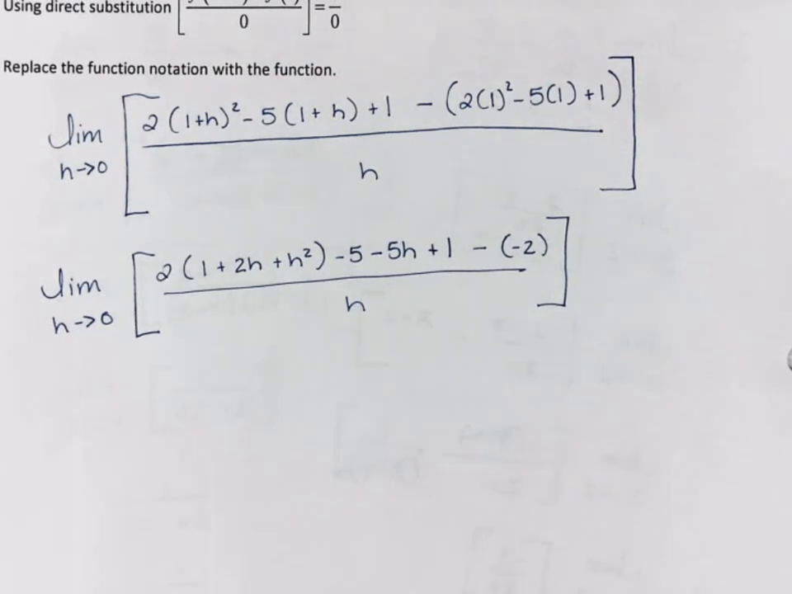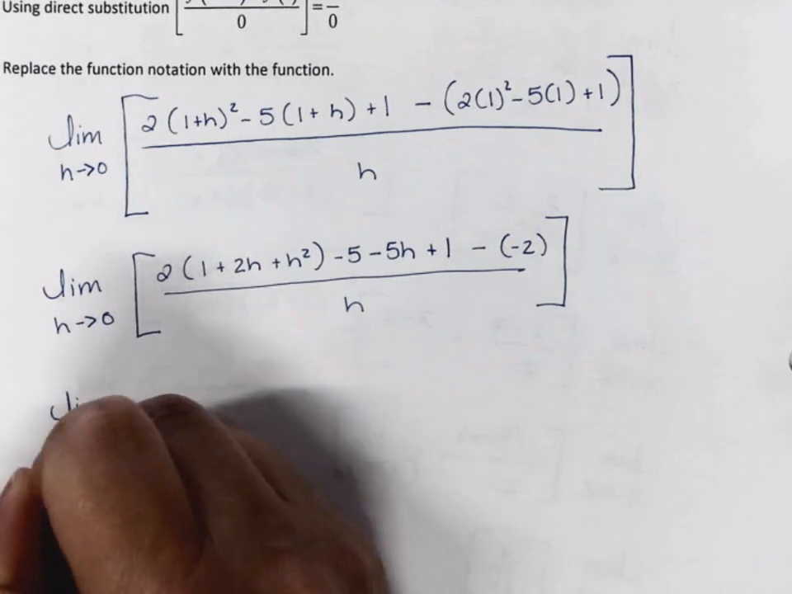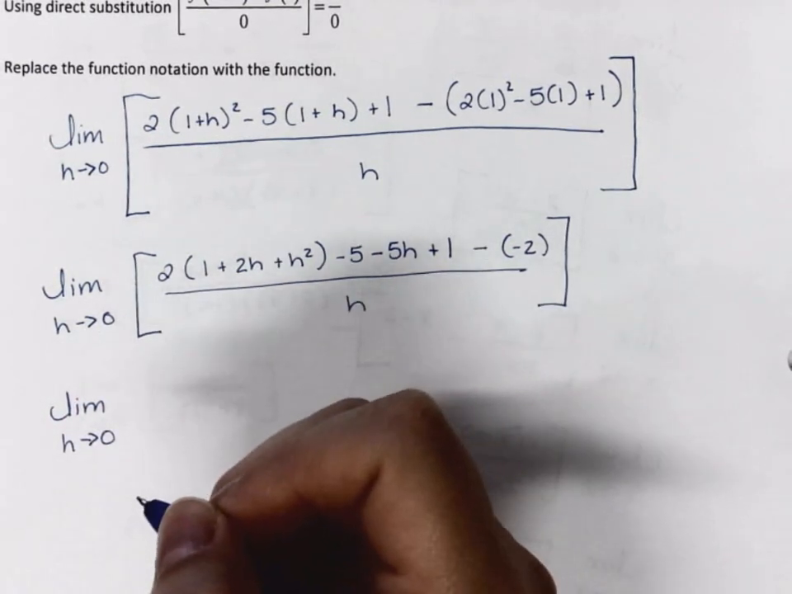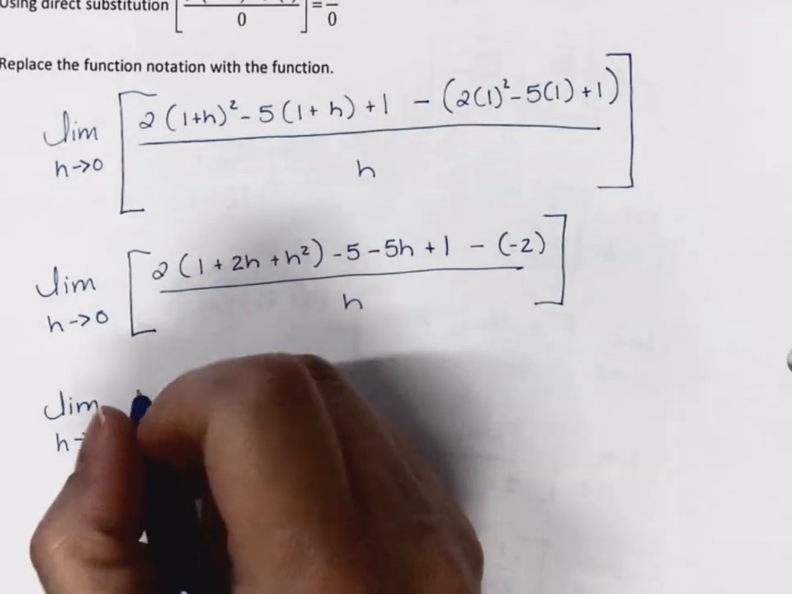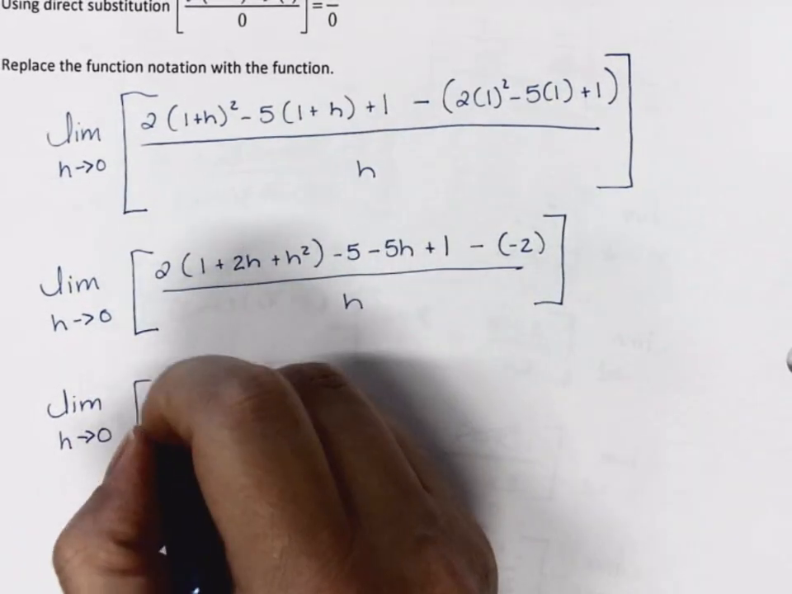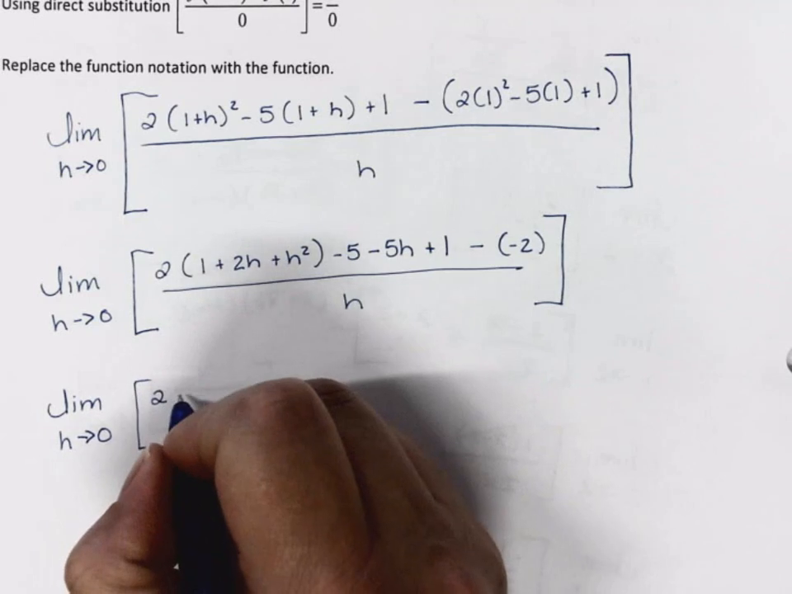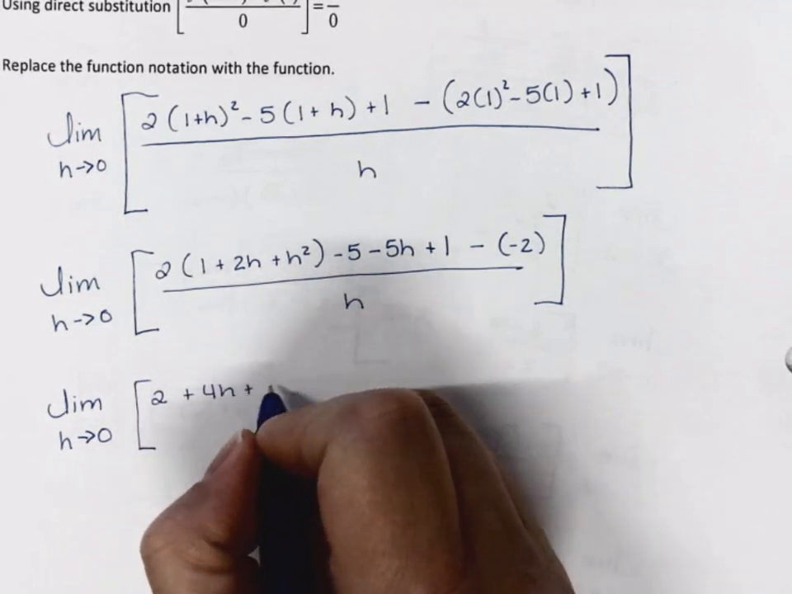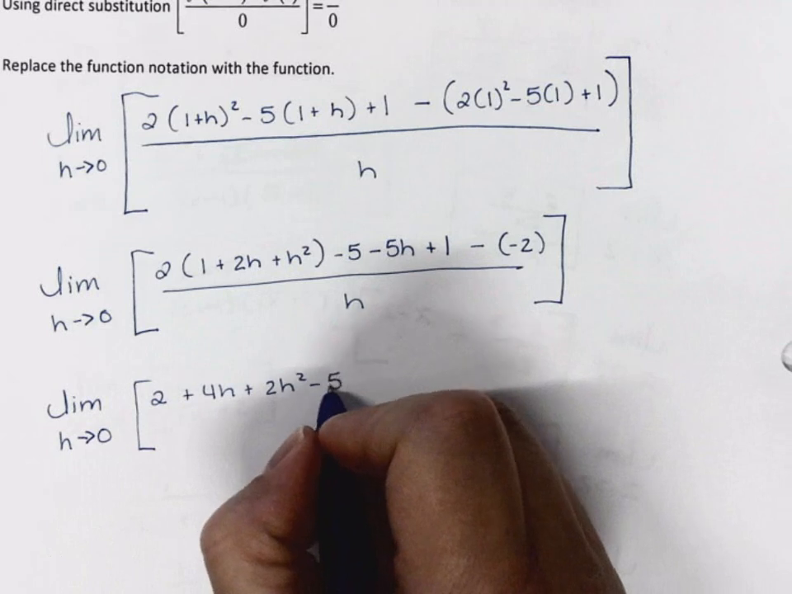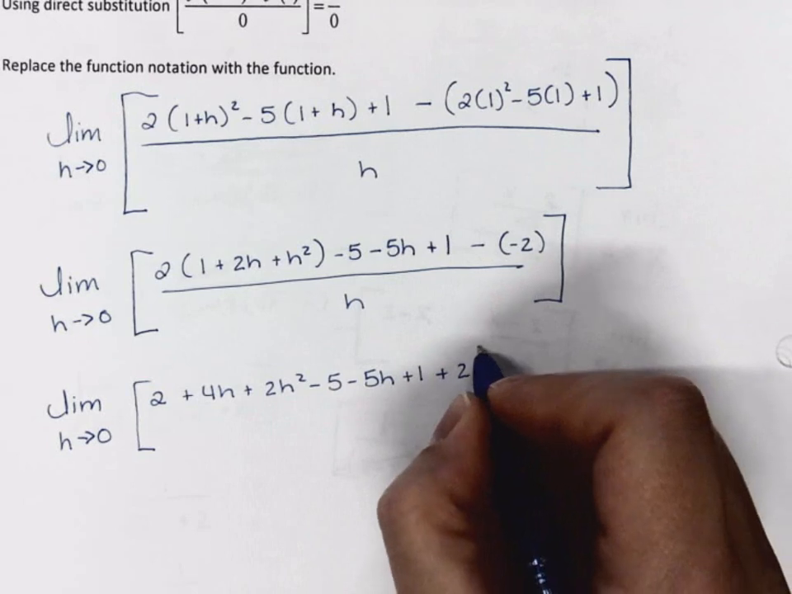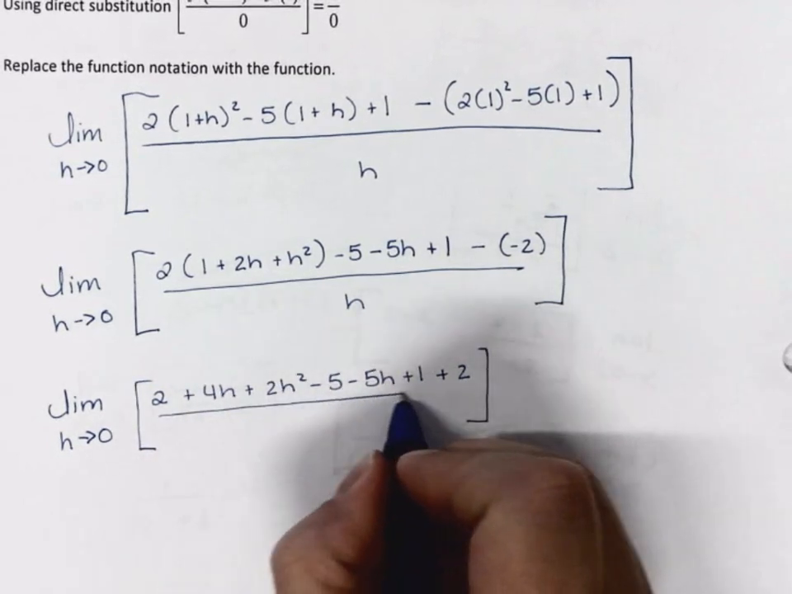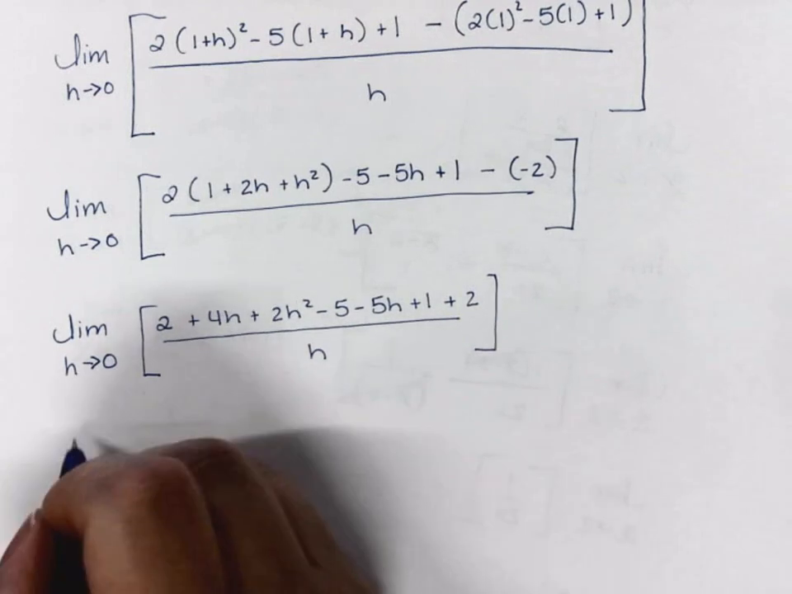And I'm showing you all the steps. There are so many things that you can combine and make smaller. But I think the danger sometimes is to go quickly, and with stuff with lots of letters in it, lots of things we're substituting, lots of things we're expanding, there's a danger in getting lost in it. So I'm going to have 2 plus 4h plus 2h squared minus 5 minus 5h plus 1 plus 2, all over h.